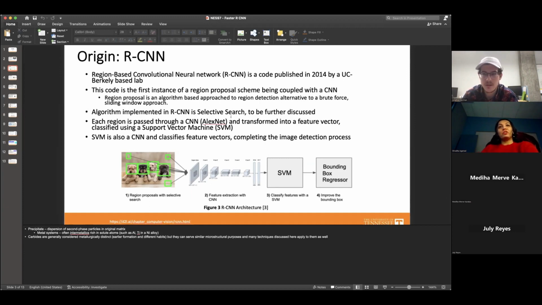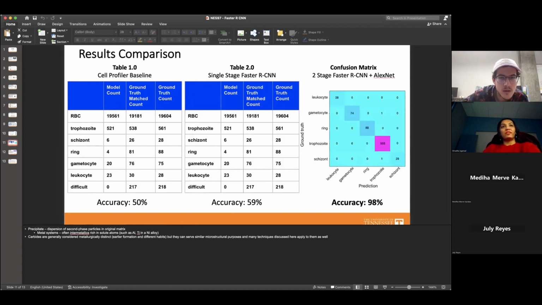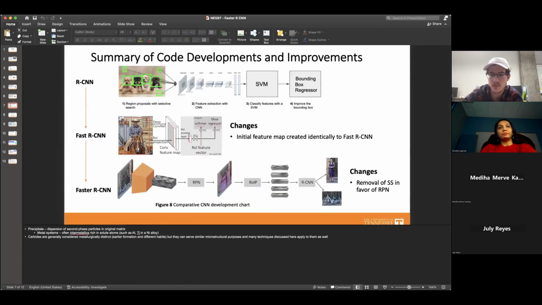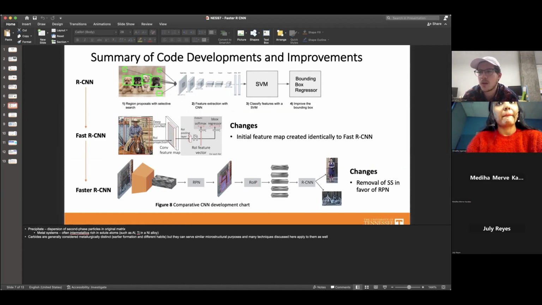Okay, this is the final question. We go to the comparison slide of RCNN, fast RCNN, and faster RCNN. This one here. So we know in RCNN they removed SVM, and then they added something called RPN. So the initial feature map. Oops, there's a typo here.